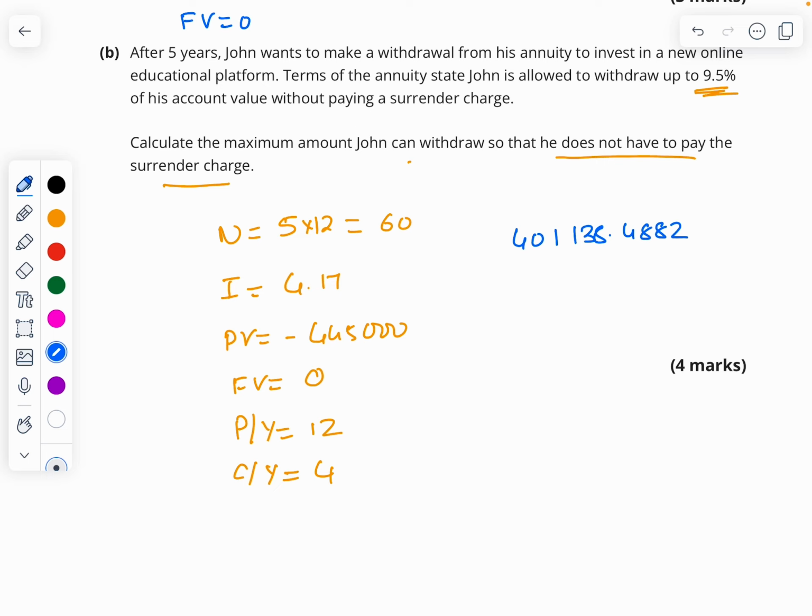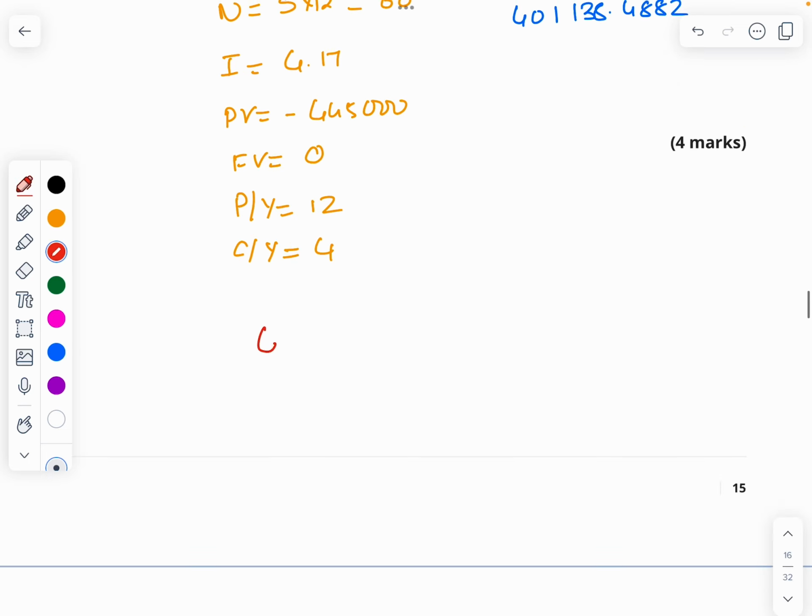401,138.4882. But he is allowed to withdraw only 9.5%. So it will be 401,138.4882 times 0.095, which is going to be 38,108.16.